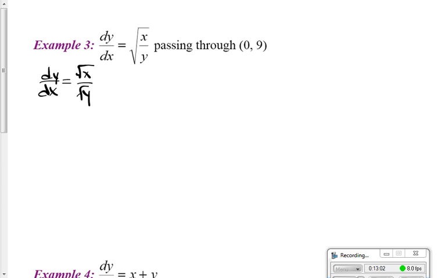One operation on x and y can be split into 2 operations. Then what are we going to do? Cross products. And I'm going to write it as y to the 1/2 dy equals x to the 1/2 dx. Why would I put them as x to the 1/2 and y to the 1/2? So I can use power rule on them. They're easier to differentiate that way. Good call.